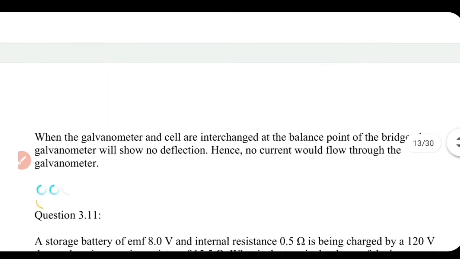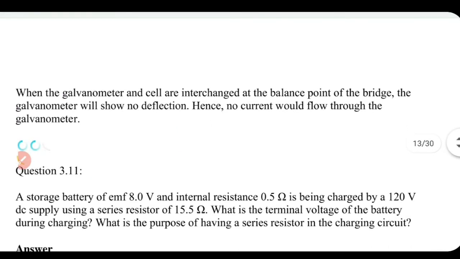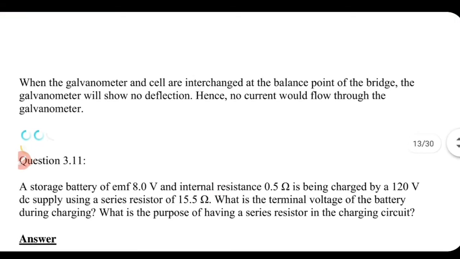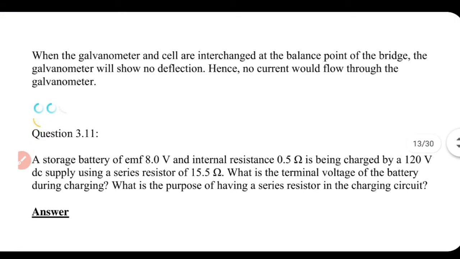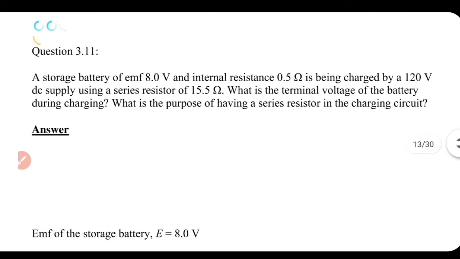Now the last question was this: when the galvanometer and the cell are interchanged at the balancing point of the bridge, will the galvanometer show any deflection? The galvanometer will not show any deflection because we are interchanging the cell and the galvanometer at the balancing point. At that balancing point, since no current is flowing through the galvanometer, even if you exchange the positions of battery and galvanometer, there will not be any deflection in the galvanometer. So no current flows through the galvanometer.